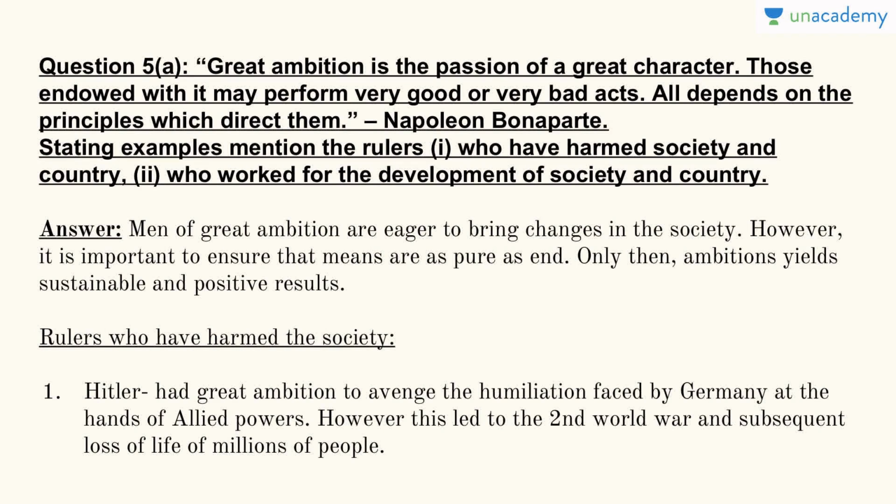So obviously if you have huge ambitions, then you can go in either direction, right? You can become Hitler, you can become Mahatma Gandhi, you can become Albert Einstein, and you can become a terrorist also. So men of great ambition, they are eager to bring changes in the society, but it is also important what means they take as well as just the end. Only then ambition will yield sustainable and positive results.